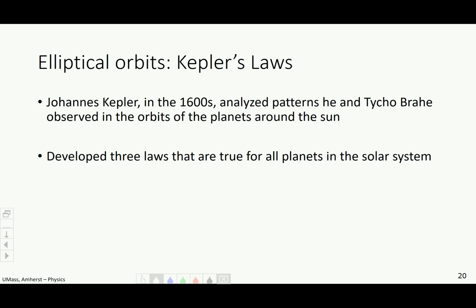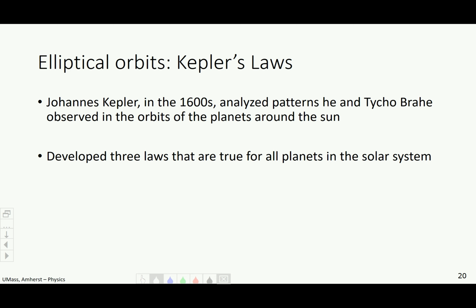So, Kepler's laws, what are they? They are laws that govern or describe the motion of elliptical orbits. We'll talk about ellipses in a second, but Johann Kepler in the 1600s, way back, analyzed patterns that he and Tycho Brahe observed in the orbits of the planets around the sun.